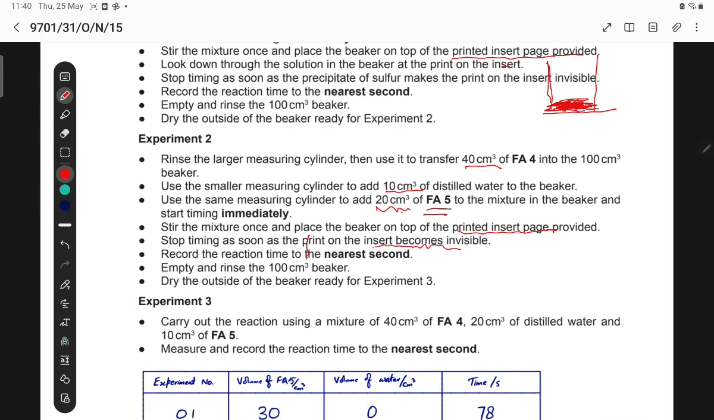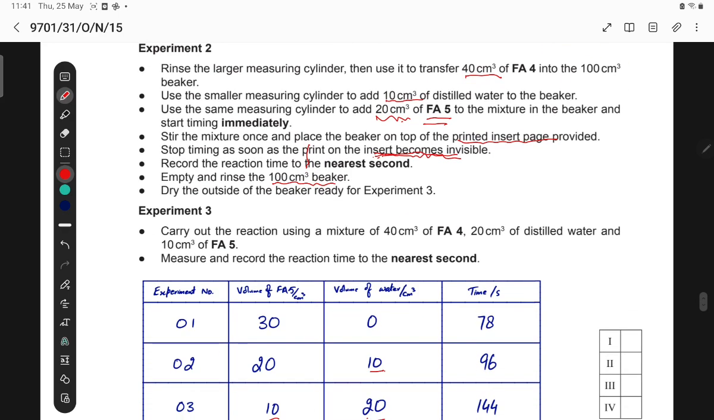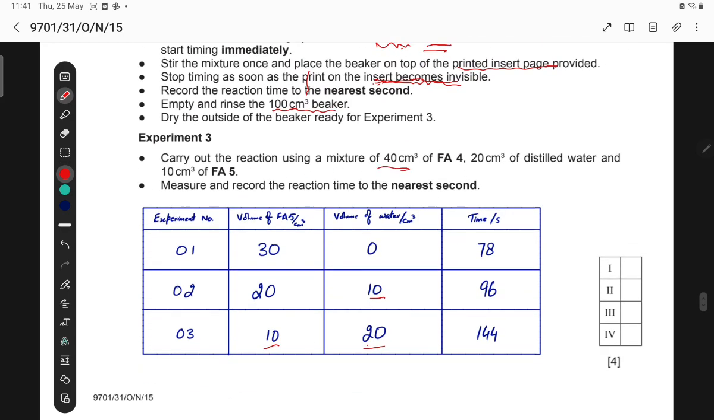Sulfur is a yellow coloured solid, and as soon as sulfur is formed, the cross which you made earlier before starting the experiment will become invisible. Record the reaction time to the nearest second. Empty and rinse the 100 cm cube beaker. Dry the outside of the beaker. Ready for experiment 3. In experiment 3, carry out the reaction using a mixture of 40 cm cube FA4, 20 cm cube distilled water and 10 cm cube of FA5. Now FA5 becomes 10 cm cube and distilled water 20 cm cube. Measure and record the reaction time to the nearest second.